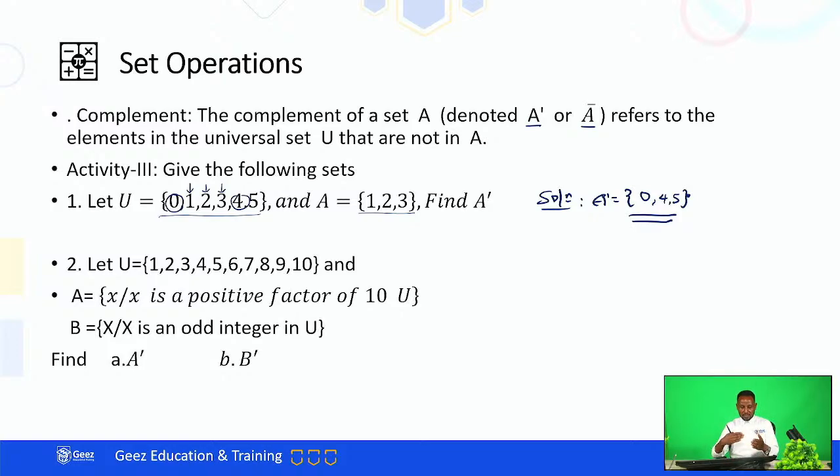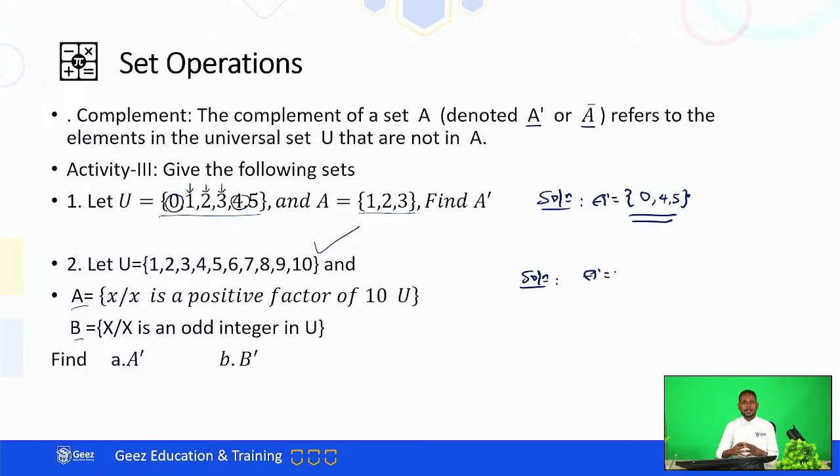Let's take an example. You have U, the first 10 natural numbers: 1, 2, 3, 4, 5, 6, 7, 8, 9, 10, and you have set A. This is your universal set and these two sets are subsets of the universal set U. Set A is the set of all x such that x is a positive factor of 10 in U. And B is the set of all x such that x is an odd integer in U. Then you are asked to find A complement and B complement.